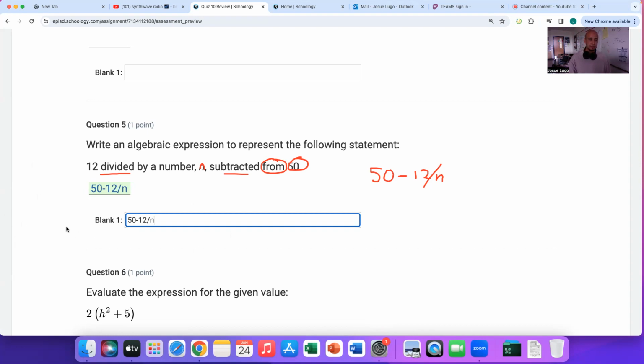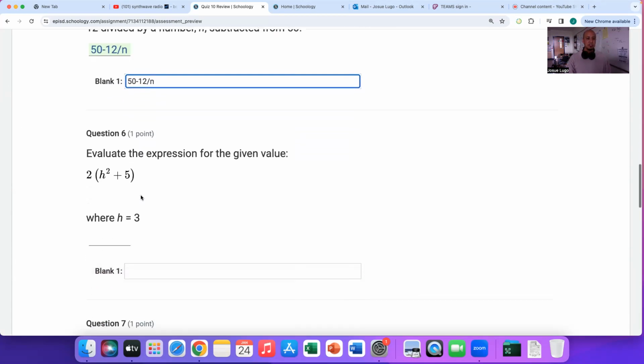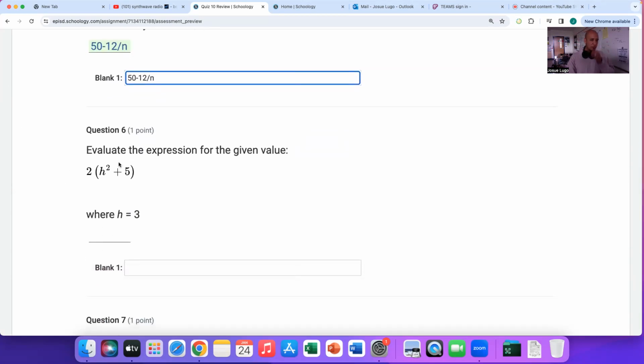Moving on, ladies and gentlemen, to number 6. Number 6 says, evaluate the expression for the given value. So oftentimes in this section, what we would do is that we would take 2, and then we have h squared plus 5, and simply given that expression, we could use the distributive property. I could multiply 2 times h squared and then add 2 times 5, and that would leave me with 2h squared plus 10.